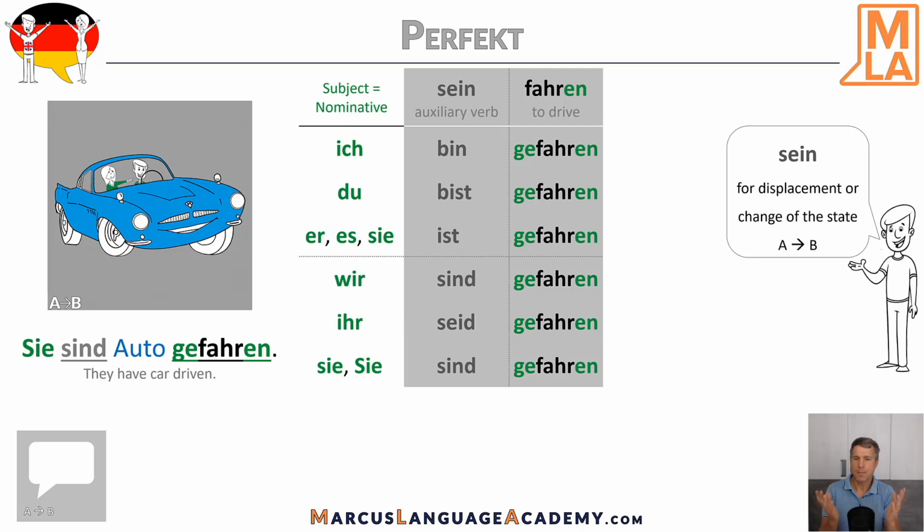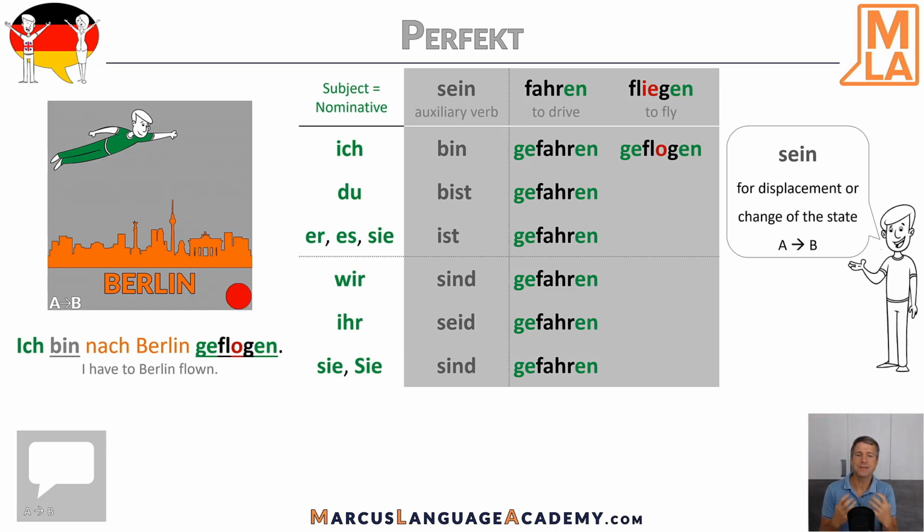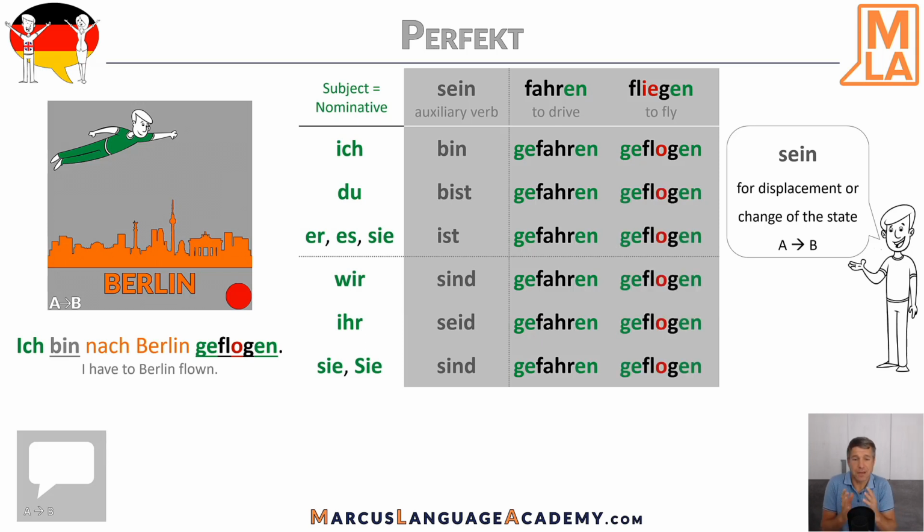Okay. But there are also irregular verbs again, like fliegen, to fly. Here the first person singular is the following. Ich bin geflogen. Ich bin nach Berlin geflogen. I have to Berlin flown. And the rest is again as usual.